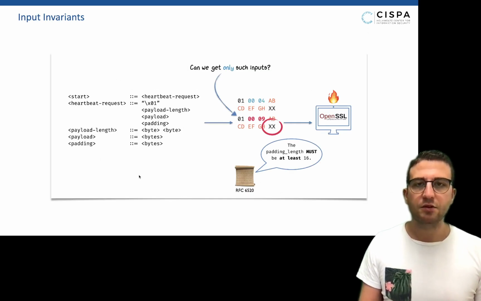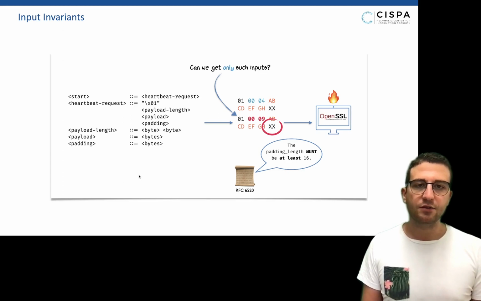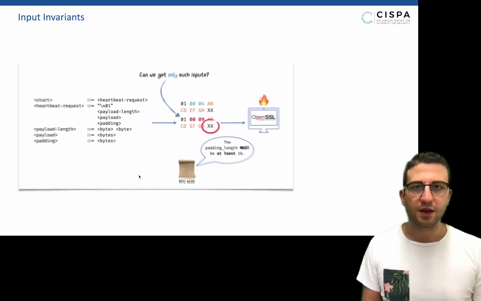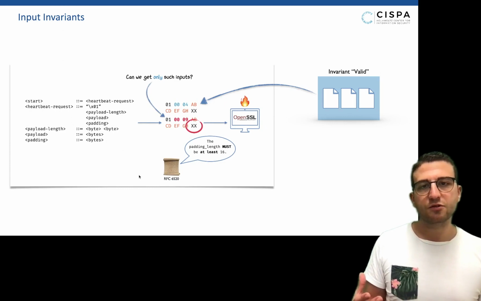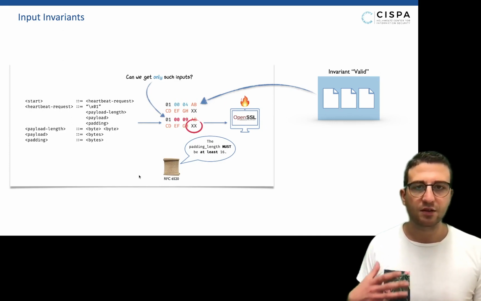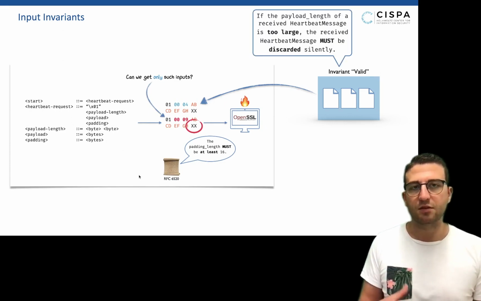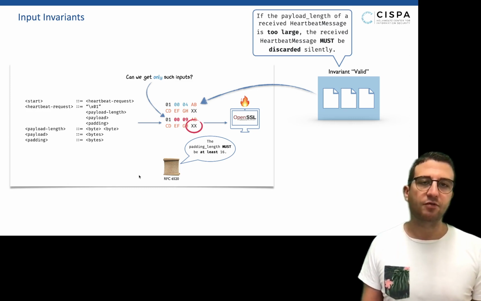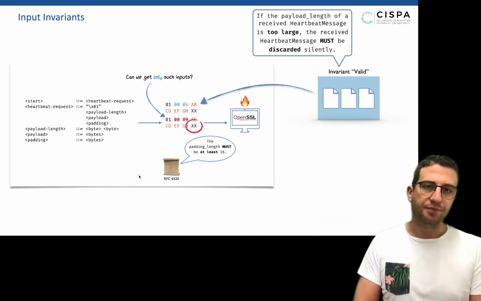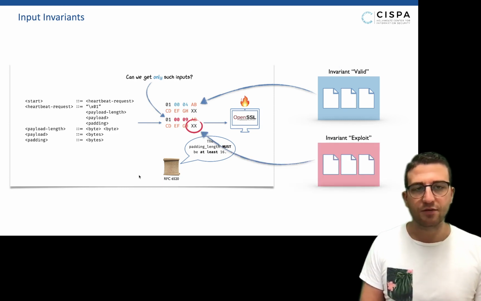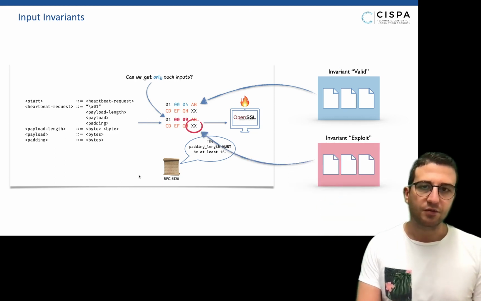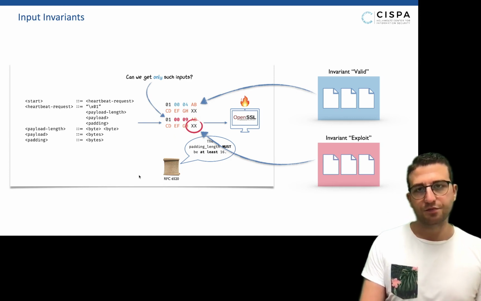So maybe you remember this initial question that I had during the presentation: can we only get such inputs? And the answer is yes, we can. We can do so by using input invariants. An input invariant is a description of a class of inputs sharing common characteristics that we are interested in. For instance, the input invariant valid might encode this property here of valid, not rejected heartbeat request messages. And then we can also have other invariants, for instance, this here, that would trigger the heartbeat exploit.